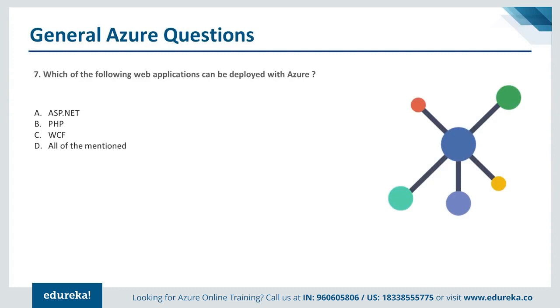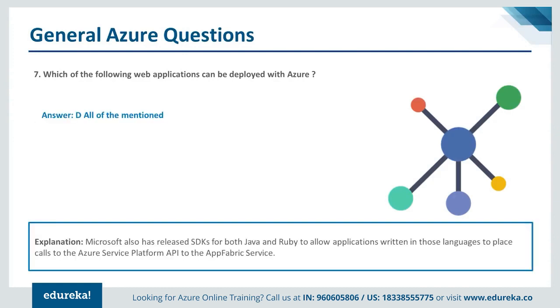So to answer that, you can deploy it either in IaaS or in PaaS, right? You can, of course, deploy ASP.NET, PHP, and WCF. So the answer is all of the above. But it's very important to understand that if there is an application on Java, that may have a few problems when you deploy it on Azure, right?